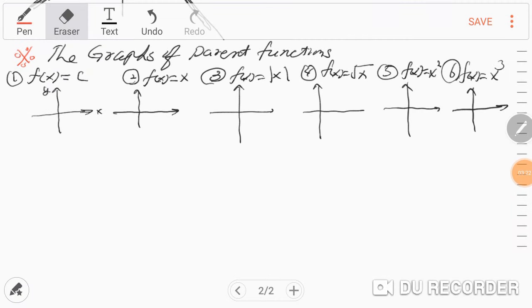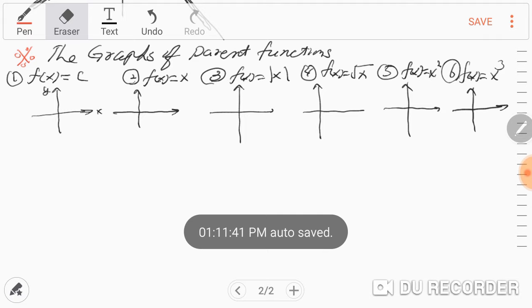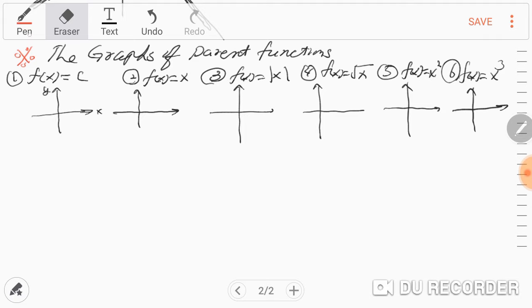Okay, this time let's check the graphs of parent functions. There are six types, and there are more, but let's check only these six. First, f of x equals c, where c is a number. The graph of this constant is y equals c, a horizontal line passing through y equals c. Next, f of x equals x. This is a linear equation. When x equals 0, y equals 0, so it passes through the origin and it's a straight line.